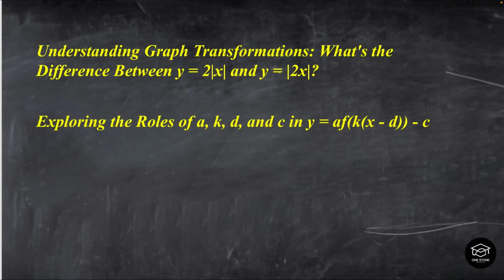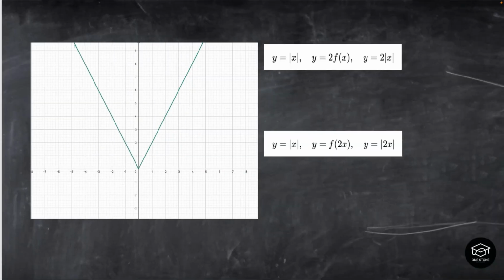Equation y equals f of x represents the absolute value function. In this case, f of x means the absolute value of x. Now let's look at two different functions, y equals 2 times the absolute value of x and y equals the absolute value of 2x. If we graph both functions on the xy coordinate plane, we'll notice something interesting. The graphs are exactly the same. No matter what x value we plug in, both functions give us the same y value.